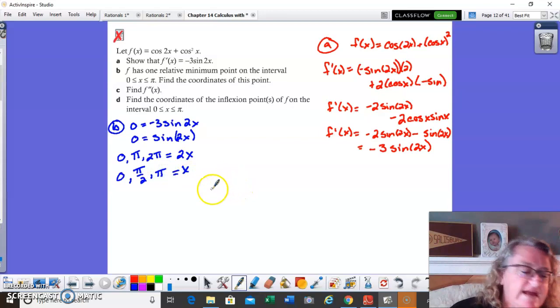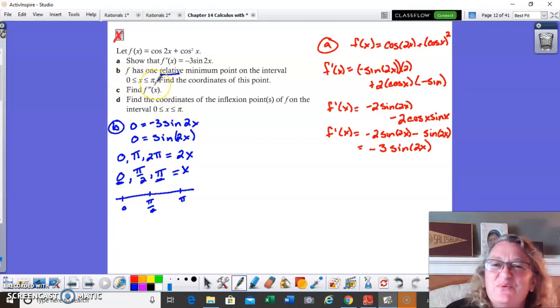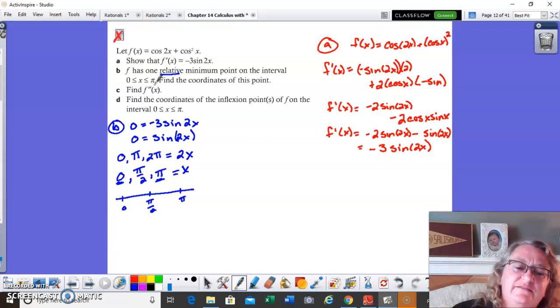So I actually have 3 x values, and I'm going to put them on my sign diagram. Here's 0, here's pi over 2, and here's pi. What I'm looking for is a relative minimum. The reason it's not 0 and not pi is because those aren't relative. Those are my endpoints, so they don't fall within the smooth part of the graph.